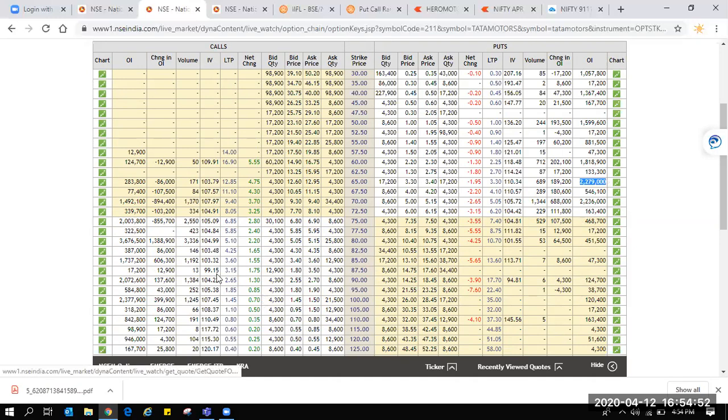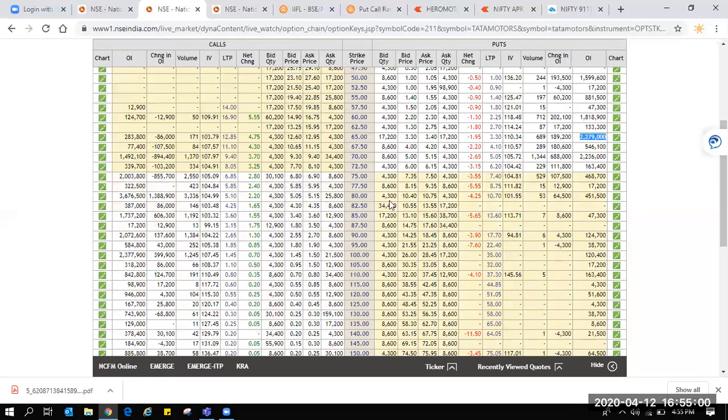Similarly, here we can see the resistance. The resistance we can see is 80. The current price is 74. So above 80, it is very difficult to sustain and cross. So this is the support and resistance. There is a range of 15 rupees in Tata Motors in which it will trade continuously.